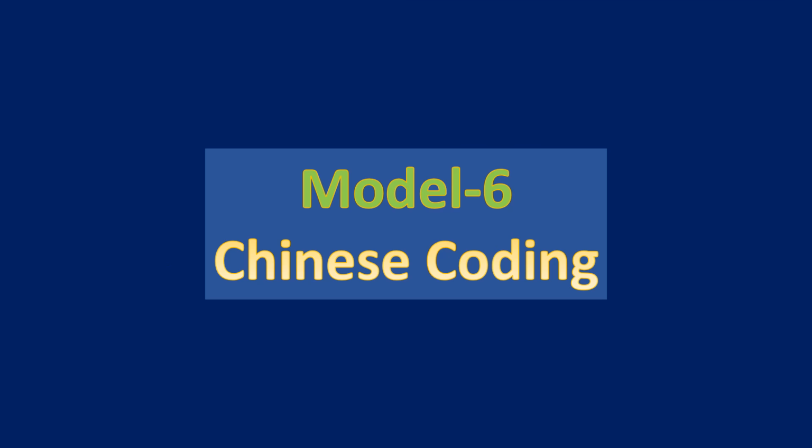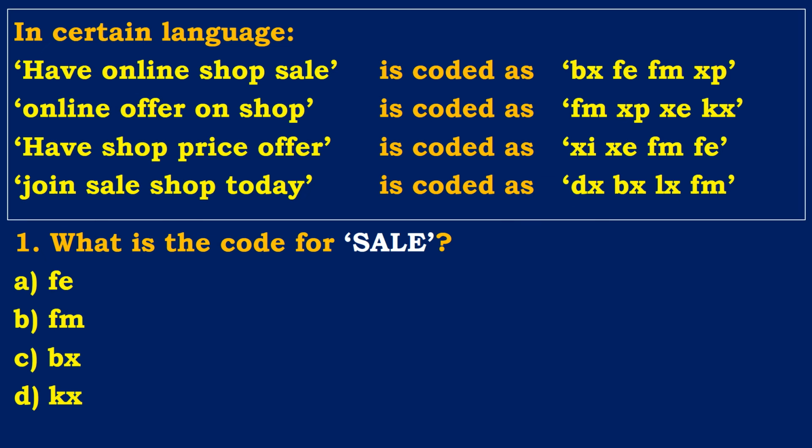Model 6. Coding with letters. Example 1. In a certain language, words are coded as letters. 1. What is the code for sale? It has been found that the non-repeating word sale may be coded as BX. Option C is the correct option.